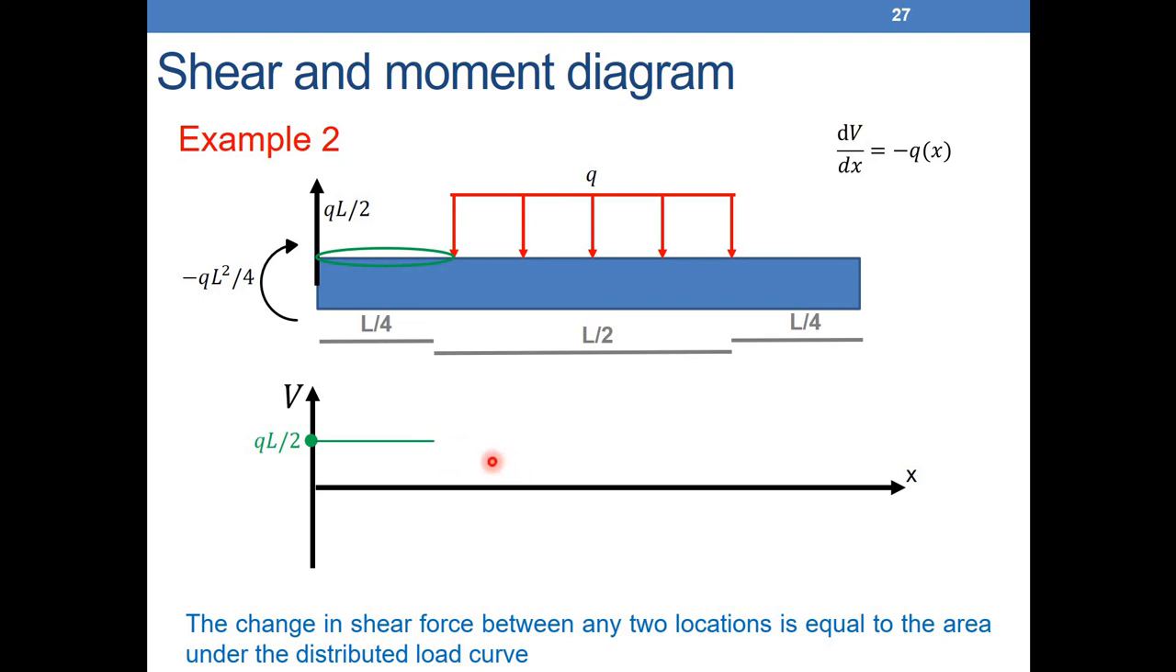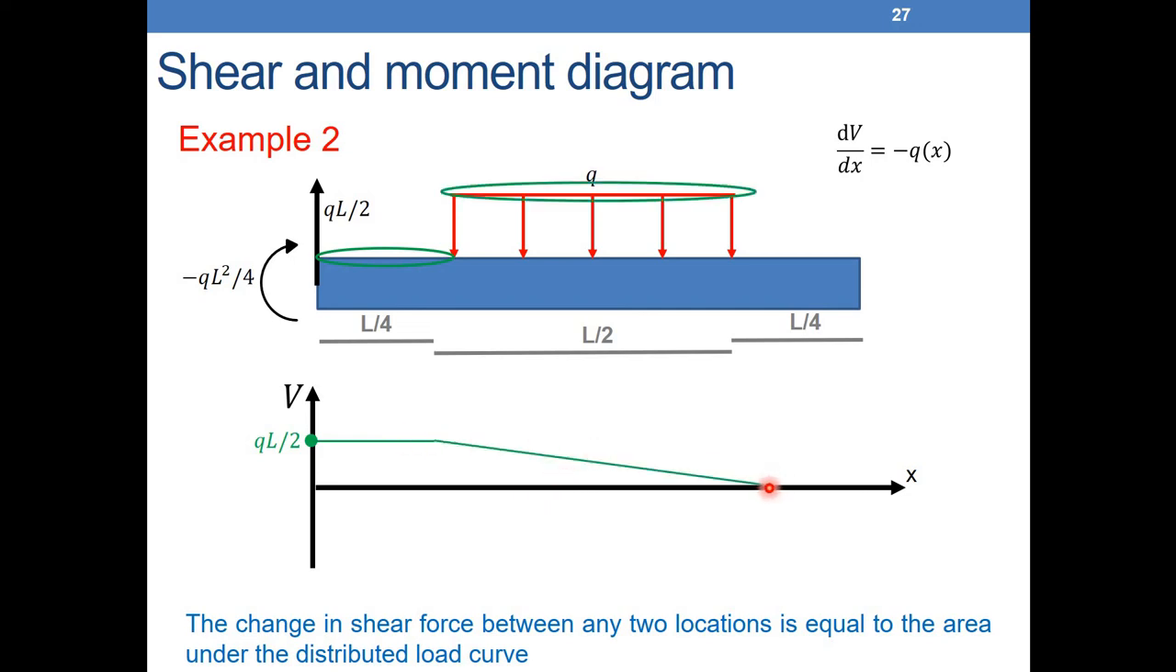So V should be a line. Now, is the line going upwards or going downwards? Q is positive here, and we already have a minus. So if Q is a positive constant, then V is a line going downwards because we have a minus sign here. So that's the difference between V and M. If Q is positive and constant, V is a line going downwards.